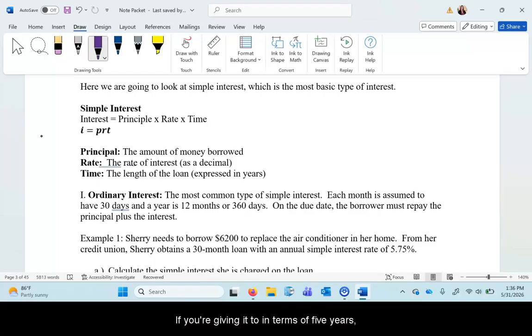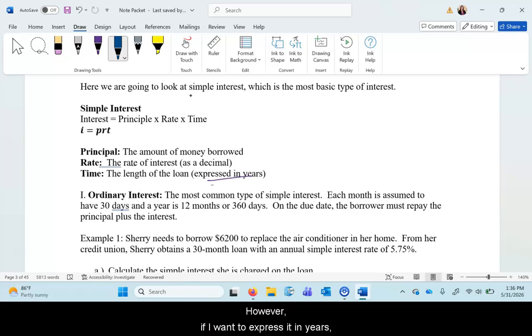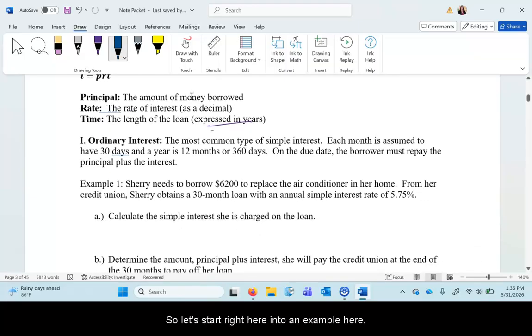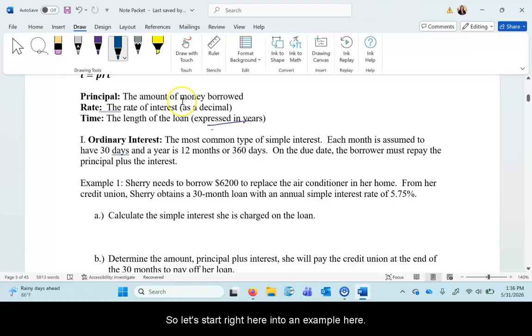If you're given it in terms of 5 years, then there's nothing you need to do with the formula because it's already in years, which is what it says right here, expressed in years. However, if I want to express it in years, but I'm not given it in terms of years, I need to change that. And we're going to do a couple examples so you can see what I mean. So let's start right here with an example.